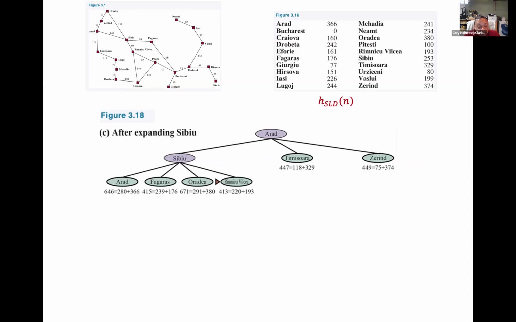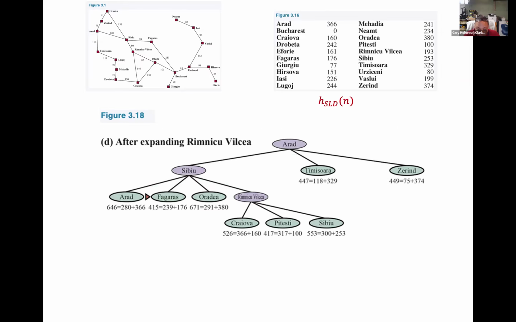So we expand Sibiu, and its direct successors are Arad, Fagaras, Oradea, and Rimnicu Vilcea. We see that Rimnicu Vilcea has the lowest evaluative measure, 413. Its g of n is 220. Its h of n is 193. So we pursue Rimnicu Vilcea, expand its successors. We get Craiova, Pitesti, and Sibiu at an evaluative measure of 526, 417, and 553, respectively.